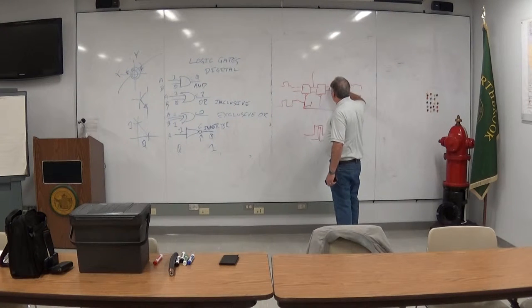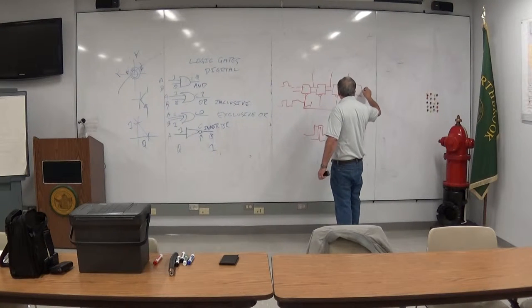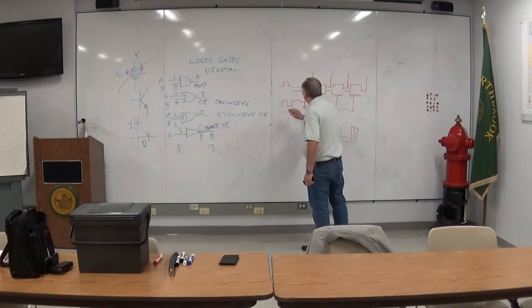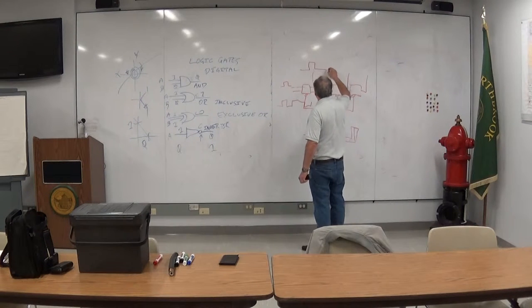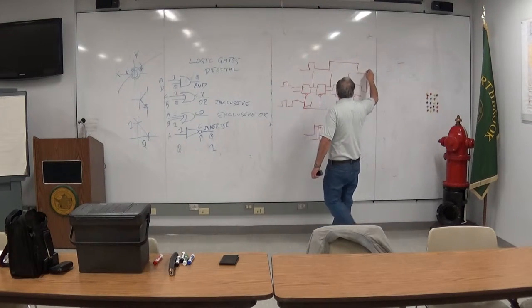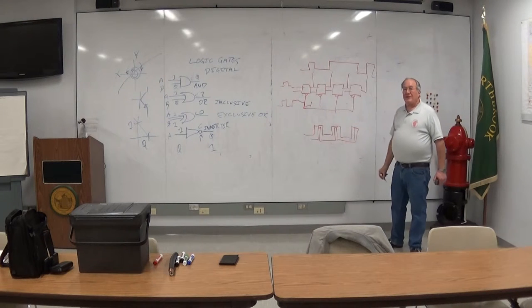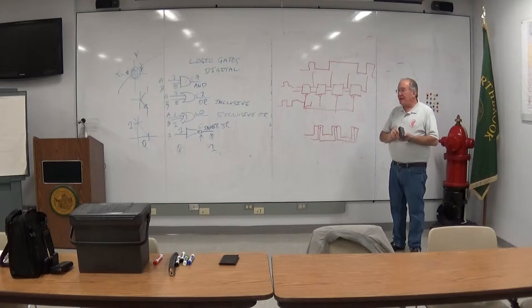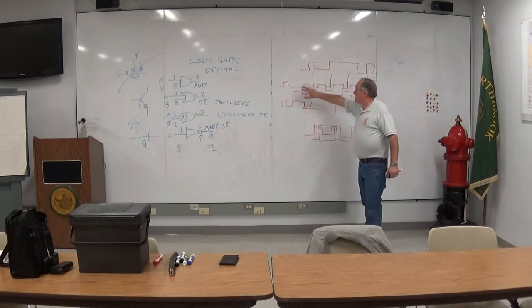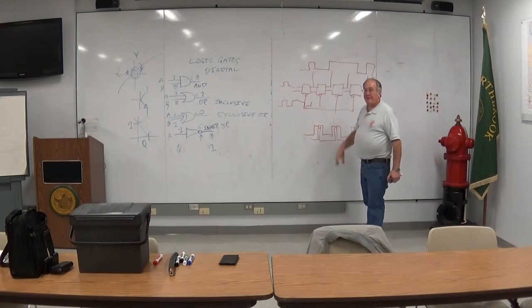So this thing will have a binary value equal to what the stream of serial information looked like. You're putting information in serially, you're taking it out in parallel.